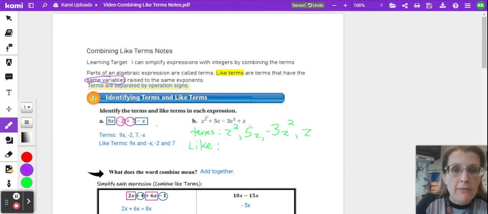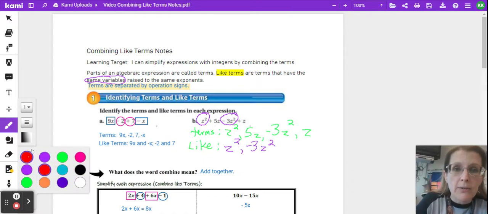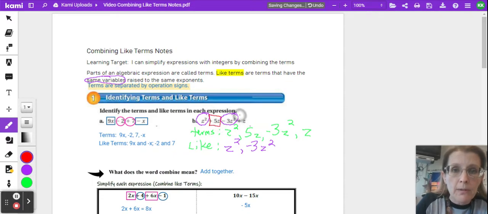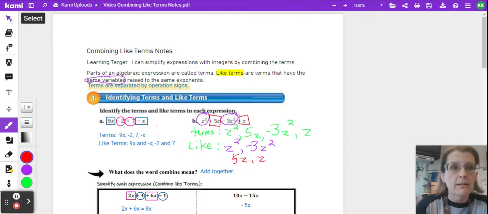So I'm going to start with my variables. So I have x squared, I'm sorry, z. I have z squared, and I look, and it has to have the exact same exponent too. So z and z squared are not like terms. So two of my like terms are z squared and negative 3z squared. And my other like terms would be 5z and positive z.